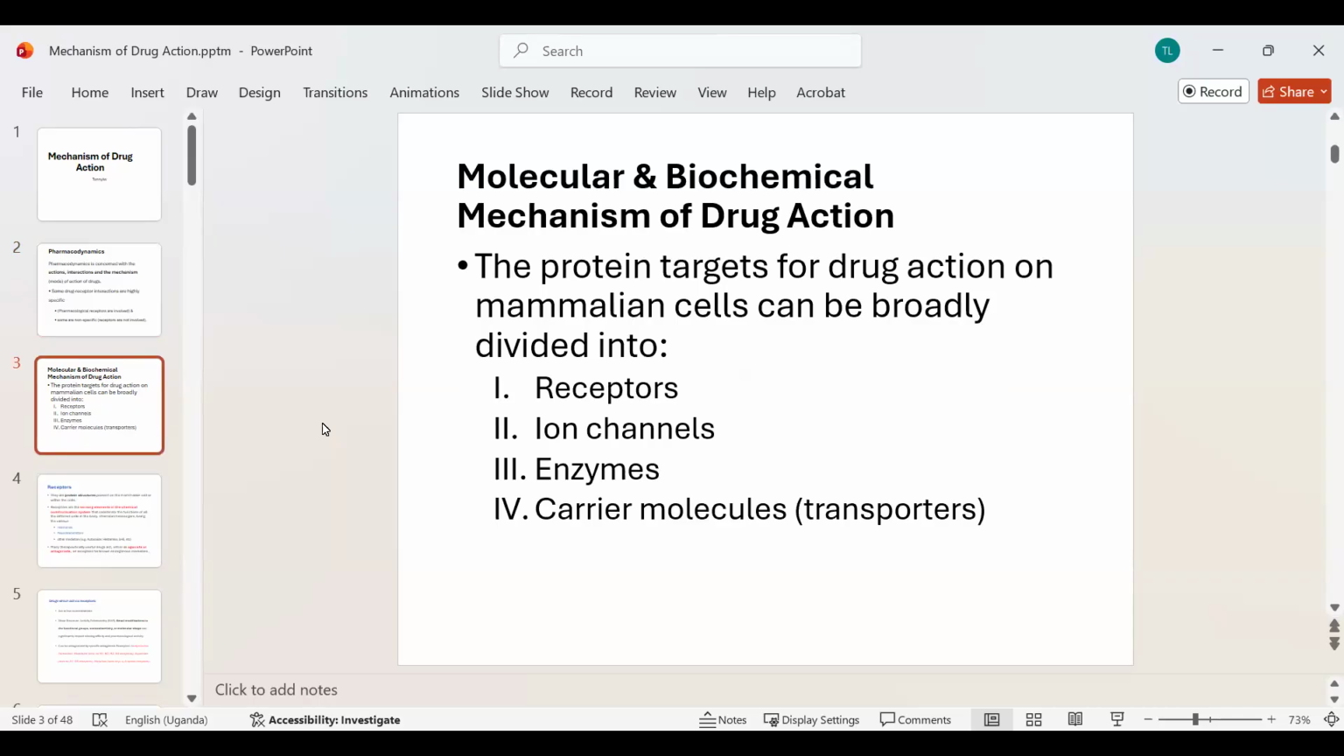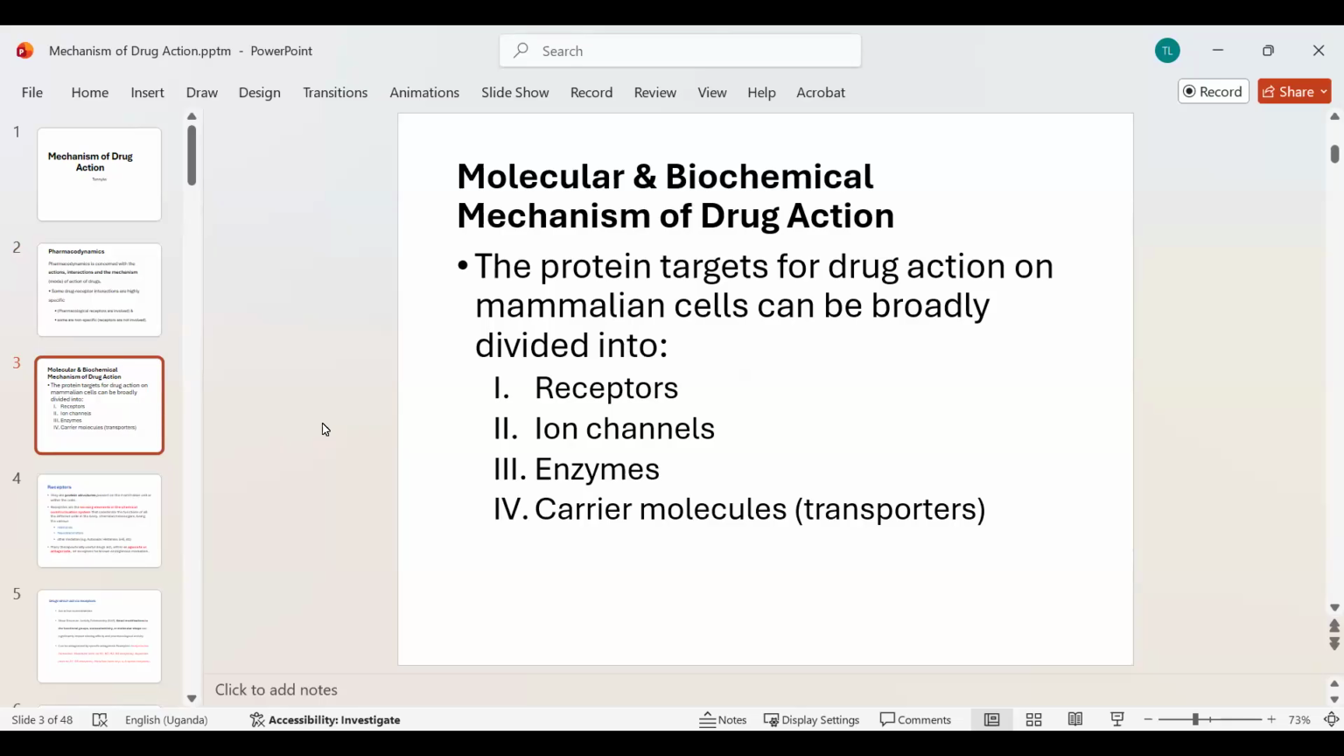These protein targets, the receptors, are protein targets. Make sure you remember these. The protein targets for drug action on mammalian cell can be broadly classified into these four.